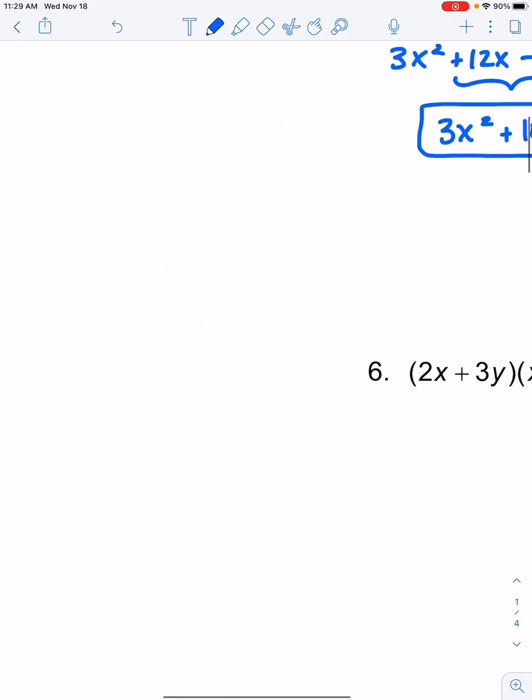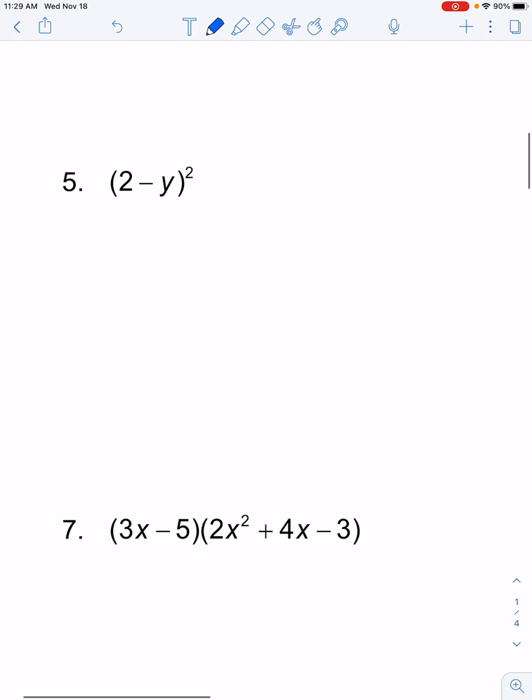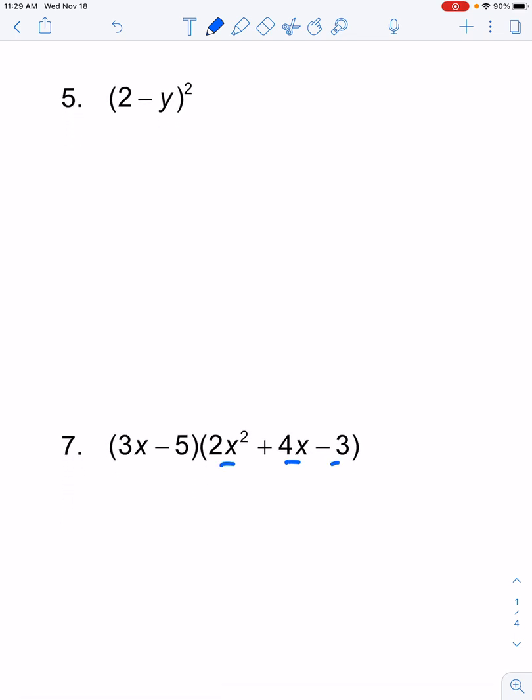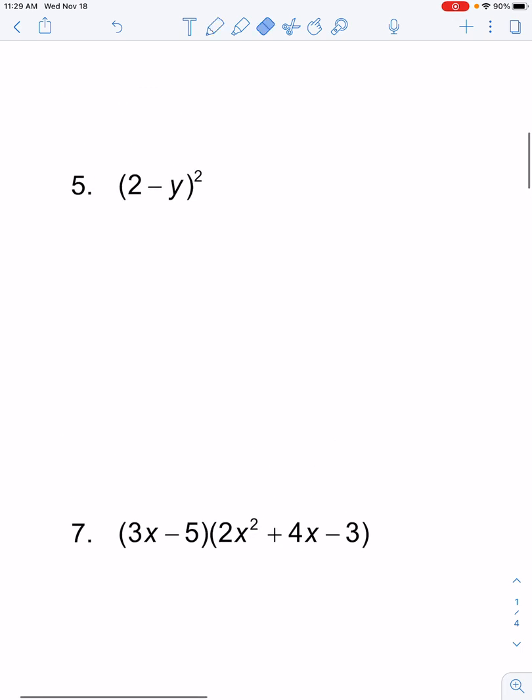Now the reason FOIL doesn't work, we've stopped using it, is for instances like number 5, or really instances like number 7 where we have a trinomial. Okay, on number 5, let's think about our exponent rules. Can I just distribute the square?